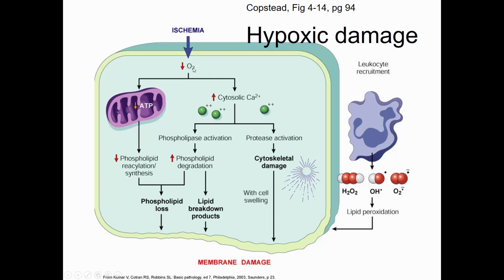If you have low oxygen, you can't run your calcium pumps. Calcium will build up. You inappropriately activate enzymes that break down lipids, that break down proteins. Cells can swell. All sorts of things can happen. In addition, you get some inflammation. You recruit a white blood cell. White blood cells often attack invaders by releasing free radicals. So we see peroxide. We see a hydroxyl radical. And here we go. There's superoxide with its unpaired electrons. Then this can help destroy cells.